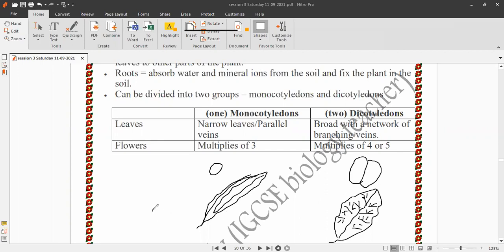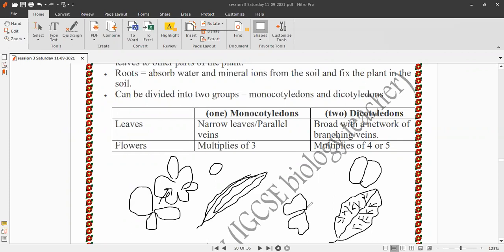What about the flower? Monocotyledon flowers have petals in multiples of three, 3 or 6. But dicotyledon plants have flowers with multiples of 4 or 5 petals. Like this one: 1, 2, 3, 4, 5 petals. This is a dicotyledon.